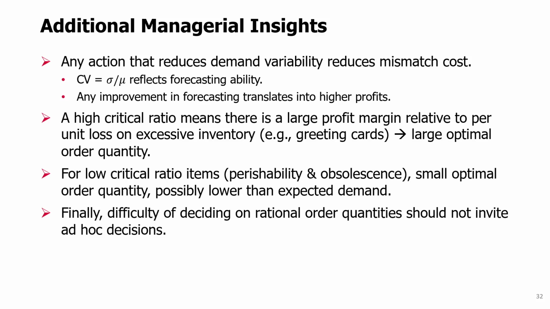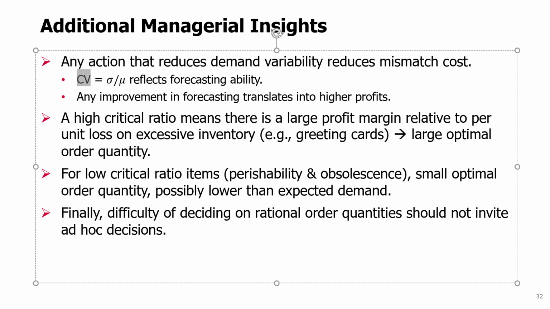And some additional managerial insights. Any action that will reduce demand variability will reduce mismatch cost. And of course, we can measure demand variability using the coefficient of variation, CV, which is sigma divided by mu. The smaller this coefficient of variation, the better our forecasting ability. And any improvement in this forecasting ability will translate into higher profits or lower mismatch cost.